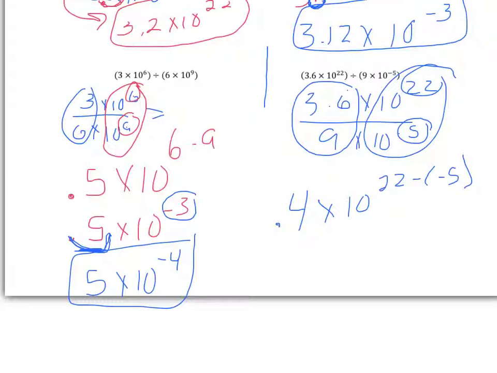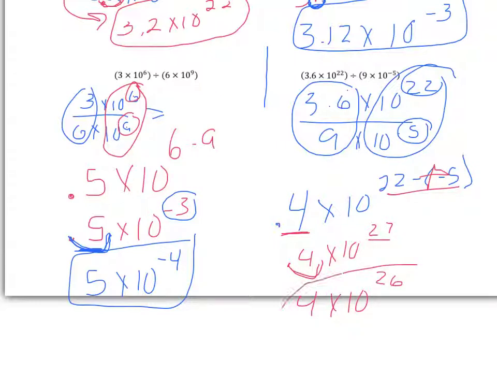Here, 0.4 is not between 1 and 10, so we're going to have to fix that to get this in scientific notation. So we'll do that in a second. So we have 0.4 times 10 to the here. 22 minus negative 5 is really plus 5, which is 27. Now, when we move this over, we have 4 times 10 to. This is moving to the right, so this is getting smaller by 1. So 4 times 10 to the 26th.